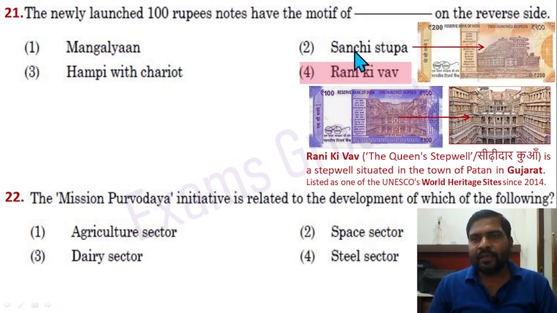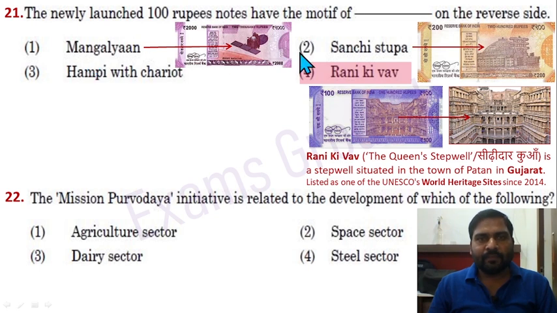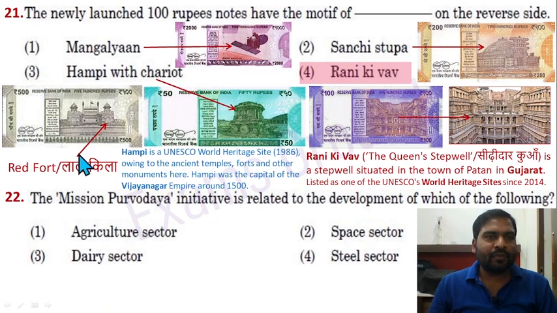Sanchi Stupa is on the reverse side of the 200 note. Mangalyaan is printed on the 2000 note. Hampi is on the 50 rupees note, on the backside of the 50 rupees note, and on the 500 rupees note there is the Red Fort on the reverse side.